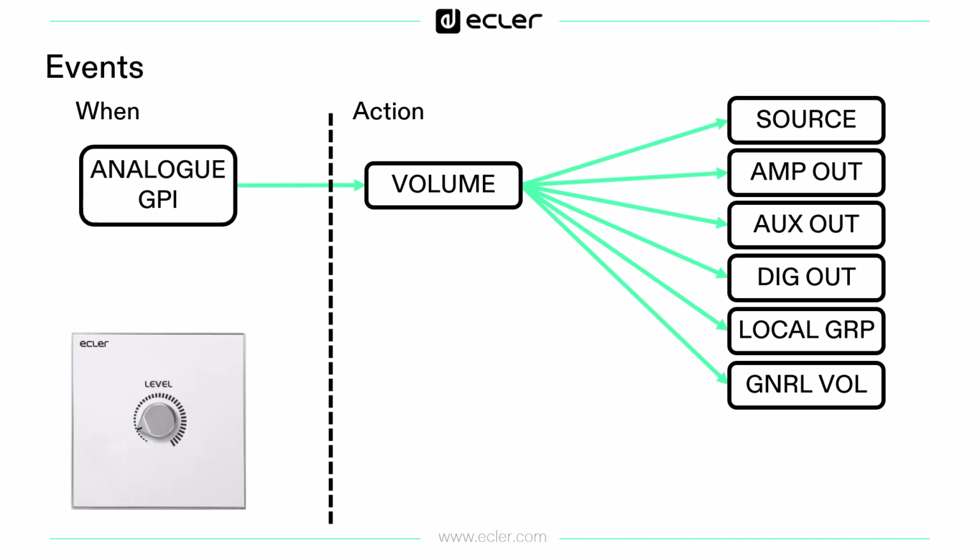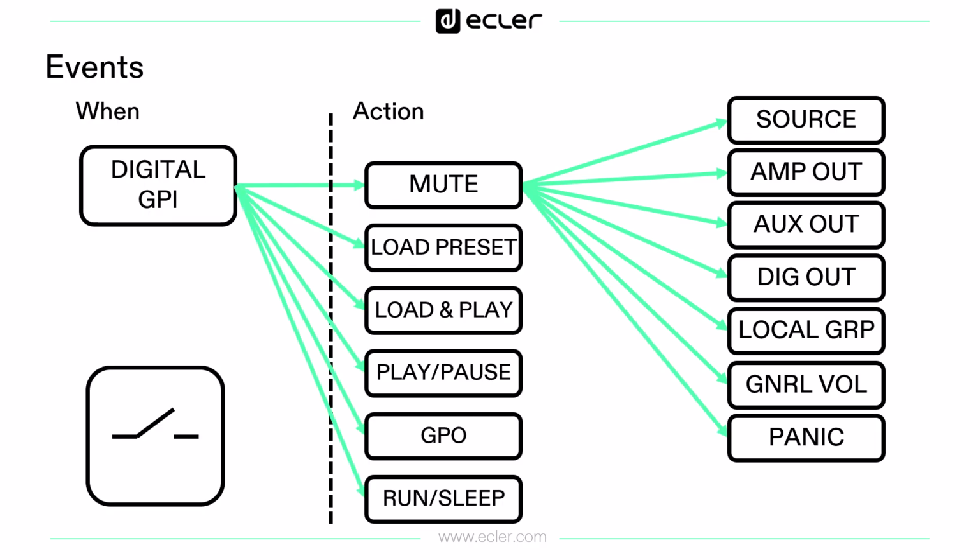There are events where you assign a GPI to a volume of a source, output, local group, or general volume. This GPI should be configured as analog in the settings menu. Events where you can use a GPI configured as digital in the settings menu to control, for example, a mute of a signal or all of them at the same time with the panic option.